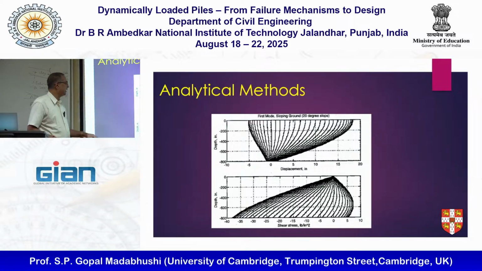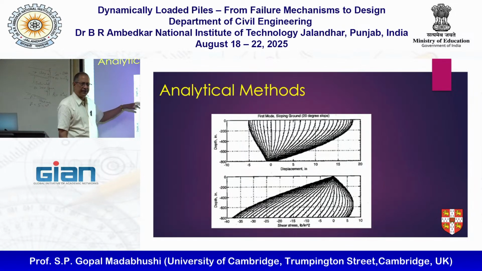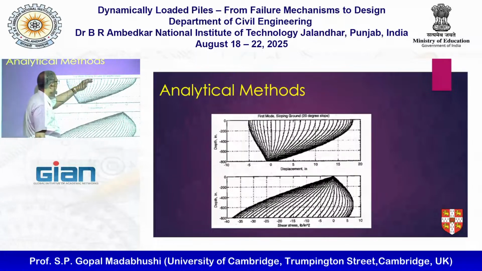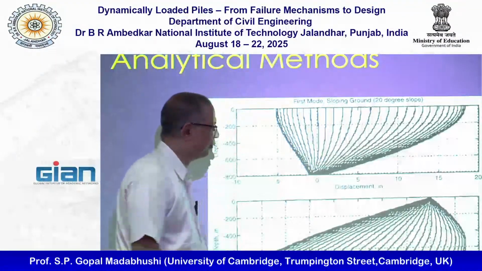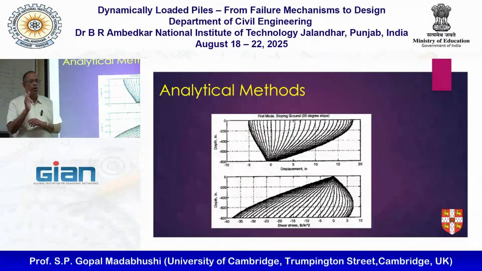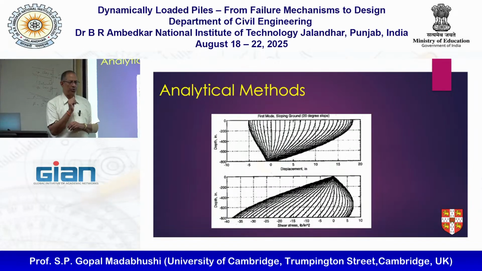American researchers. That's why these are all in horrible FPS units. What this is trying to do is to see the lateral displacement in inches plotted against the depth of the liquefiable layer in inches. And what it's trying to do, rightly or wrongly, is the slope is taken as 20 degrees. And what it is saying is when you shake it, what is the mode shape it will go to.